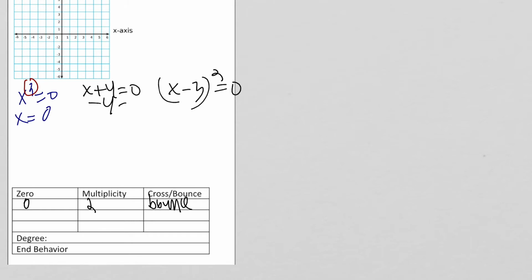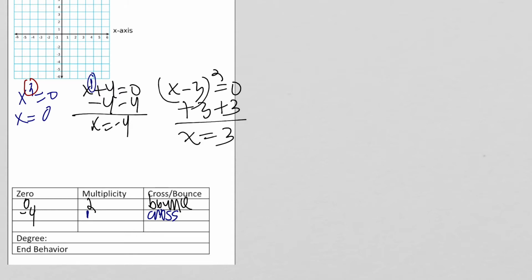All right, so for this one, the zero is negative 4. What is the multiplicity for this one? Well, it's the imaginary 1 here. So this multiplicity is 1, so that means it's going to cross. For x minus 3, we add the 3, so we have a zero at 3. Its multiplicity is the power, which is 2. That means it's going to bounce. The total degree for this one, add up your multiplicities, is 5.